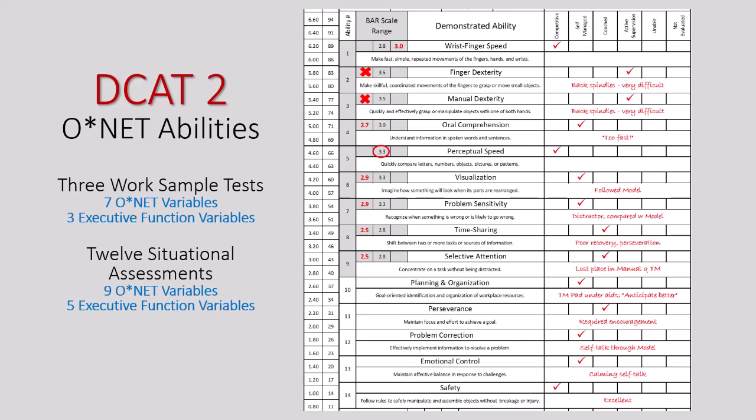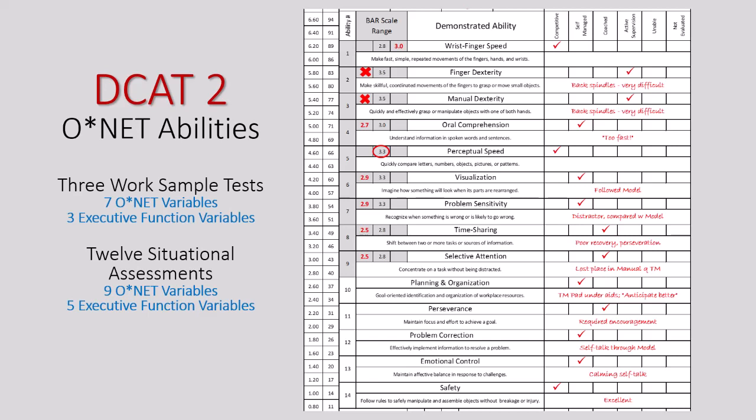Susan rated Joanna at the median, 3.3, in terms of perceptual speed, and just below the median at 2.9 each for visualization and problem sensitivity. Susan noted that Joanna followed the model on a self-managed basis, resulting in the 2.9 rating for visualization. She also used the model to identify one of the distractor parts to pick up on problem sensitivity on a self-managed basis, leading to a rating at 2.9.